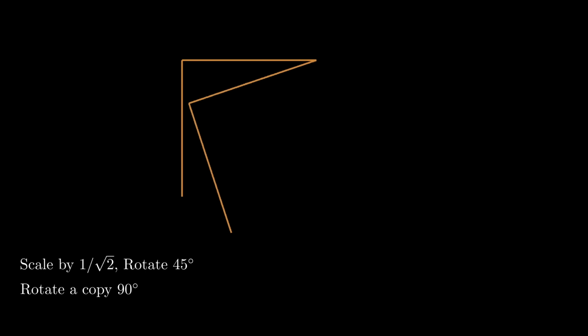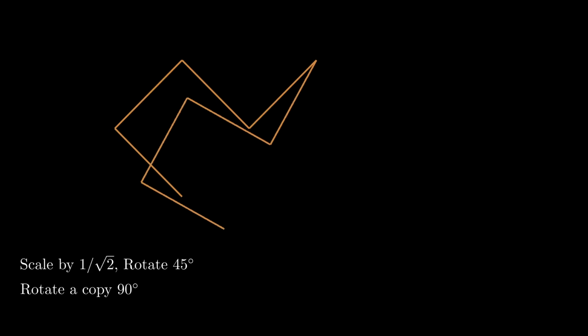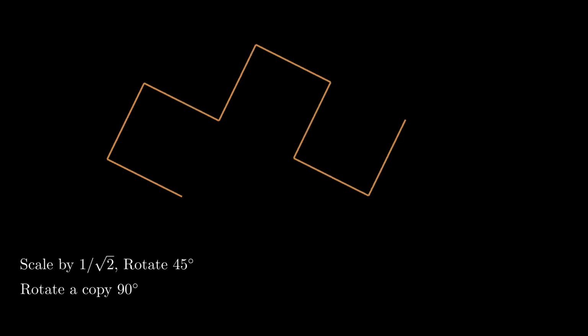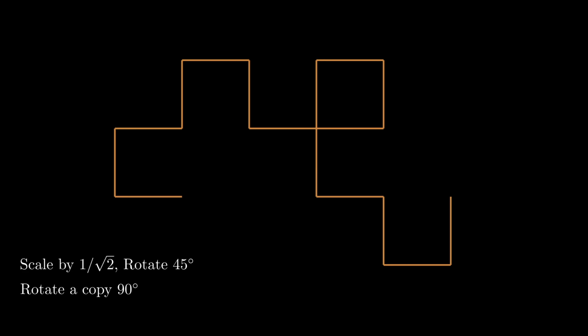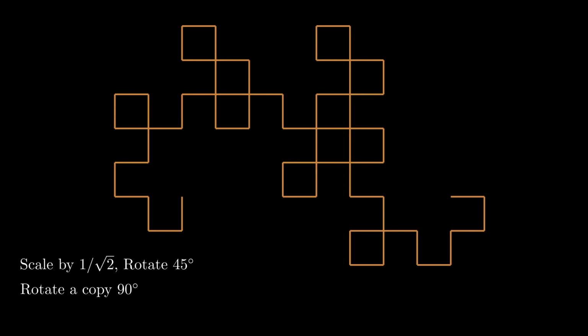The construction of the dragon starts with a horizontal line segment. For the first iteration, scale the line by 1/√2 while rotating by 45 degrees. Then rotate a copy of this new segment by 90 degrees. Now repeat the scaling and rotation process for the second iteration. Continue this construction indefinitely, each time scaling the current figure by 1/√2 while rotating by 45 degrees, then rotating a copy by 90 degrees to get the next iteration.